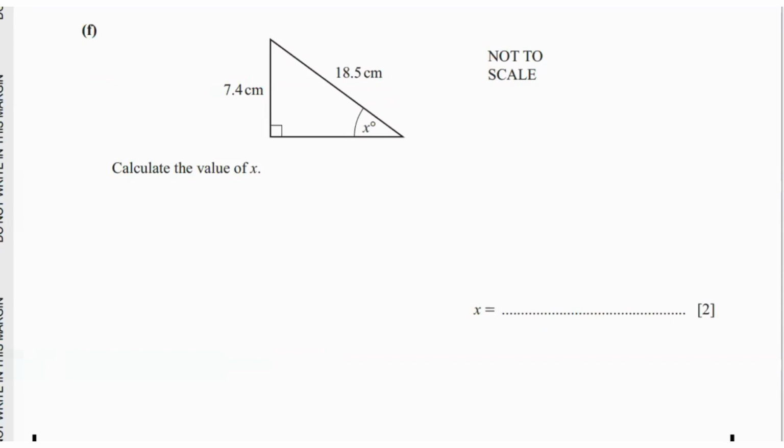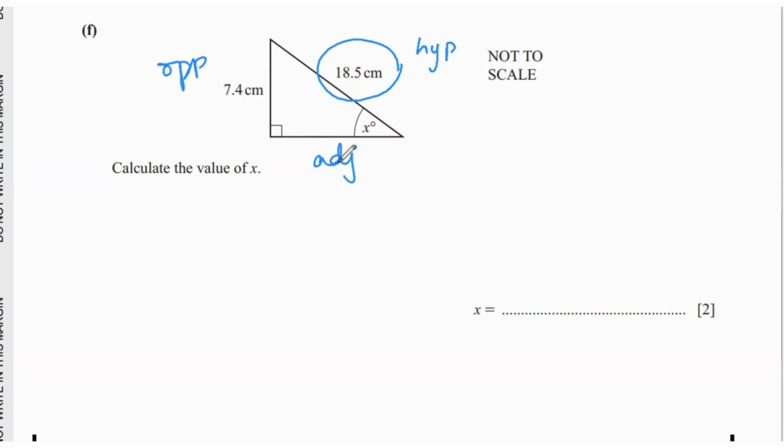Then the question asks us to calculate the value of x. X is an angle and they've given us a right angle triangle. So we'll see which of the lengths are given. Do we have the opposite? Do we have the adjacent? Do we have the hypotenuse? Hypotenuse is always your diagonal. Opposite is the length which is opposite to the angle. And adjacent is the length on which the angle lies.